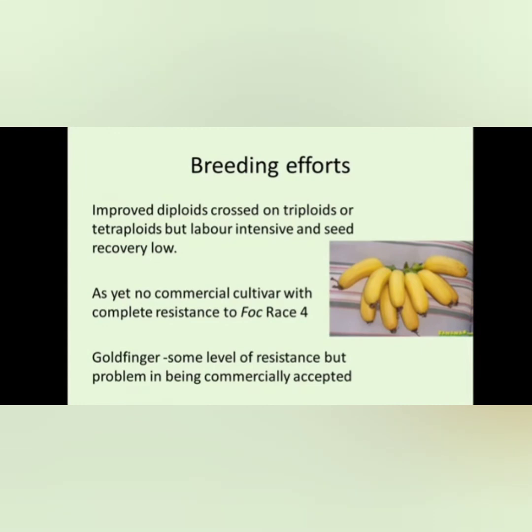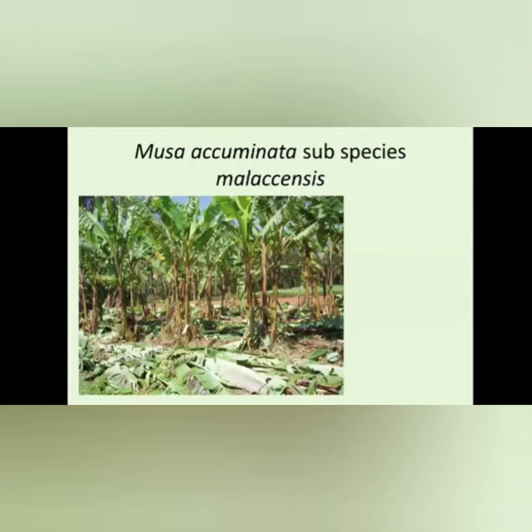Goldfinger was one such cultivar, and it did have some level of resistance to Fusarium wilt, to race 4, but it's not been commercially acceptable for reasons. They say the consumer doesn't want it, but maybe sometimes it's the wholesalers who don't want it because it has different ripening requirements, and so it makes it a little bit more complicated than just having to deal with Cavendish. So as yet, we have no commercial cultivar with complete resistance to race 4.